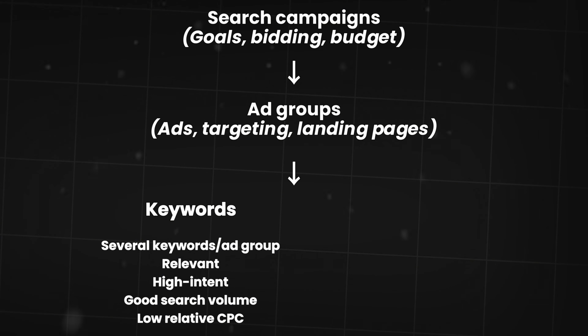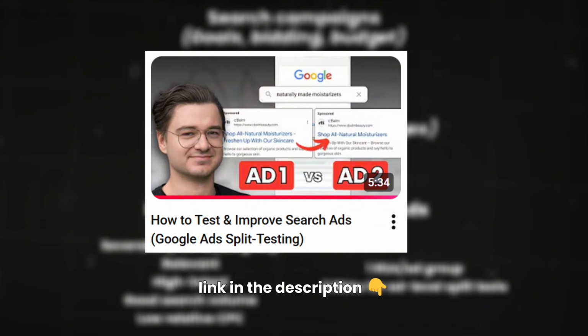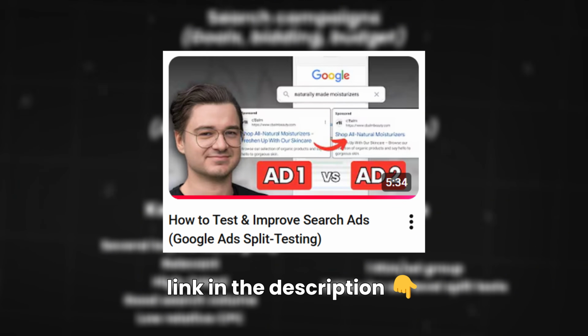When it comes to the number of ads per ad group, in general, I recommend using just one responsive search ad per ad group, especially if you're working with a small budget. If you want to run a split test at the ad level, you can add a second ad to test a specific ad variation.